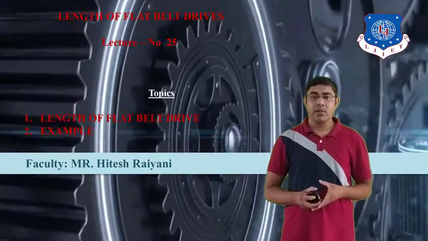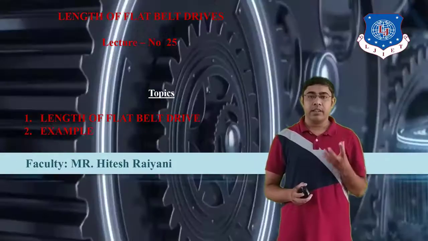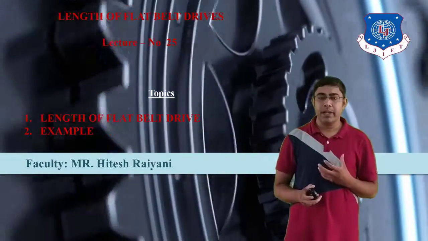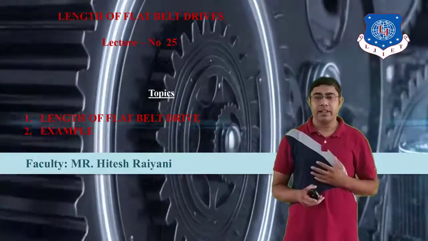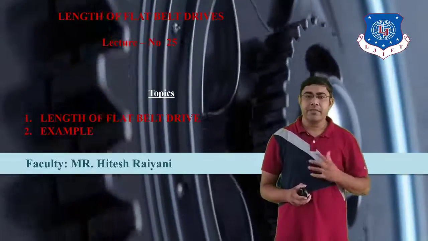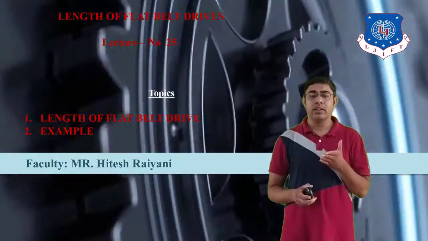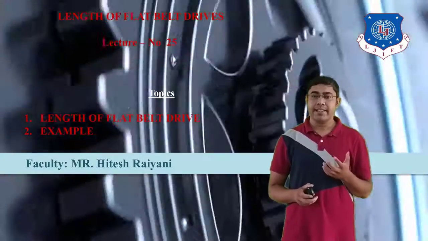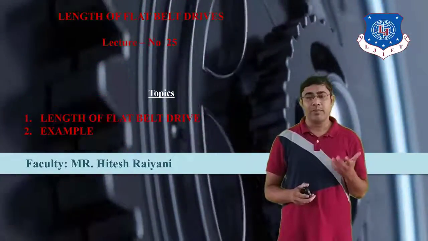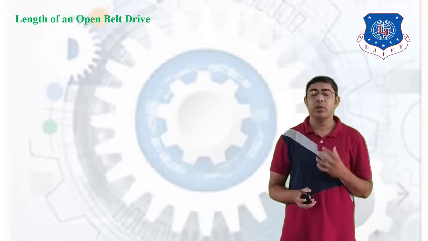The learning outcomes of this lecture are to learn the derivations of the length of flat belt drives, and also to see one example based on the belt drive. In previous lectures we learned the velocity ratios and how to get the velocity ratios according to the belt drive system. In this lecture we will also solve one example based on the velocity ratios. First of all, we derive the length of belt for the open belt drive.